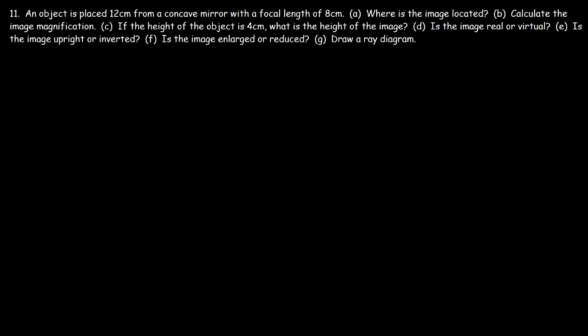Number 11. An object is placed 12 centimeters from a concave mirror with a focal length of 8 centimeters. Where is the image located? So we have the distance between the mirror and the object, that's DO, so that's 12 centimeters. The focal length is 8. And we want to find where the image is located, so we need to calculate DI.